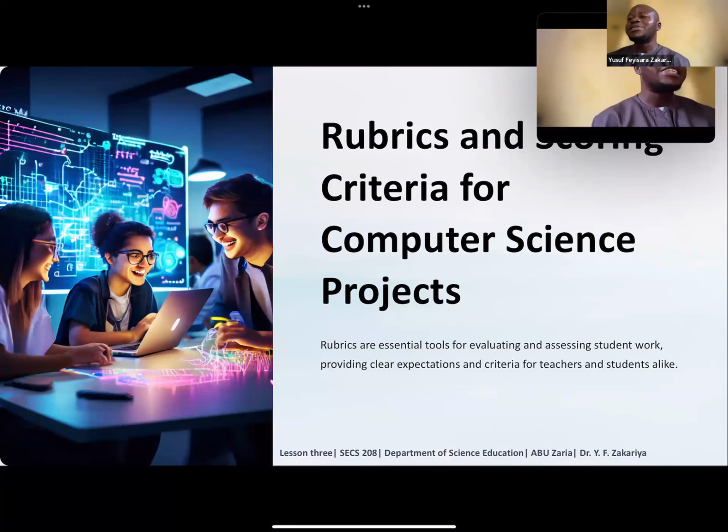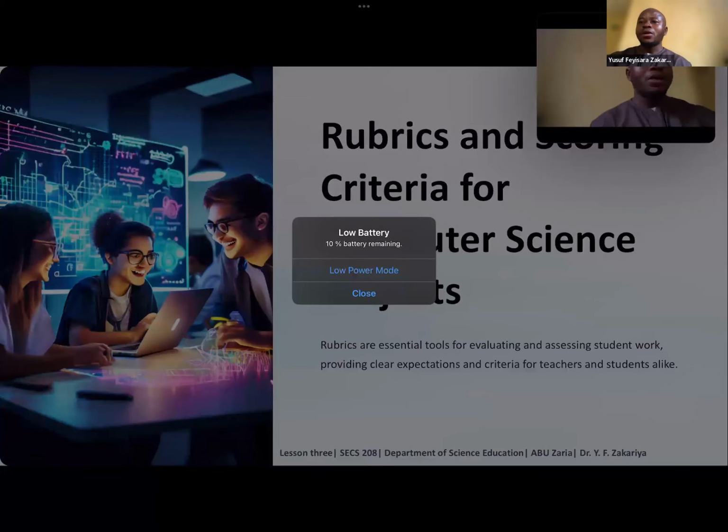They are very essential tools for evaluating and assessing student work. They provide clear expectations and criteria for teachers and students alike. They are different from a marking scheme. They are different from scoring sheets. They are nothing but a deep, clear explanation of expectations and criteria that teachers use to judge students. Okay? All right.